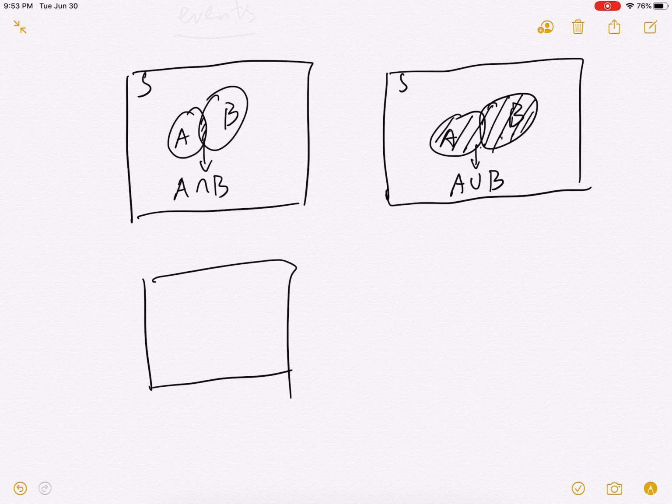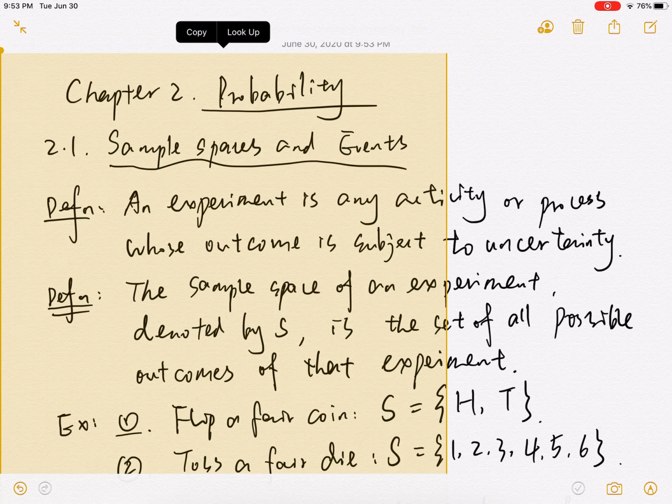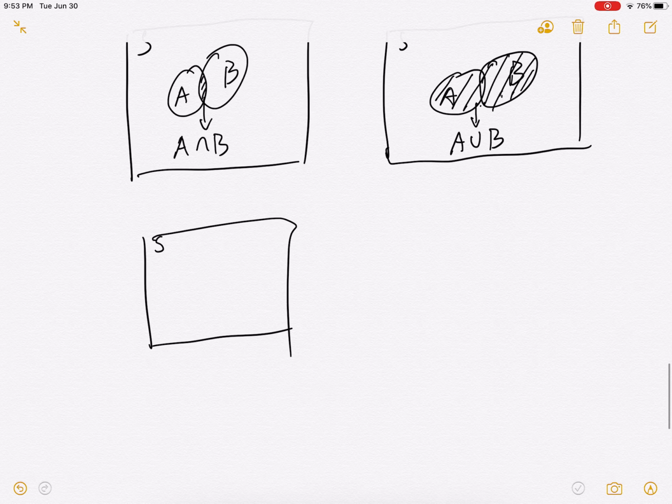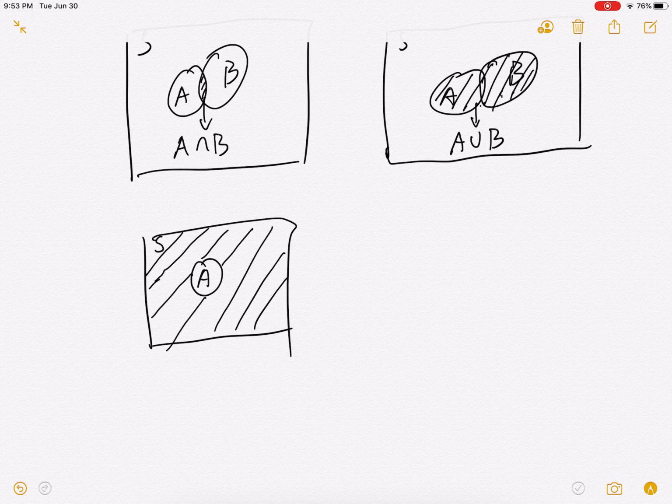And then let's take a look at this case. That's the sample space S, and I gave you the event A here, and then I'm shading inside of the sample space but outside of the circle A. Then this shaded part, the whole shaded area outside of A but inside of the sample space, is the A complement.